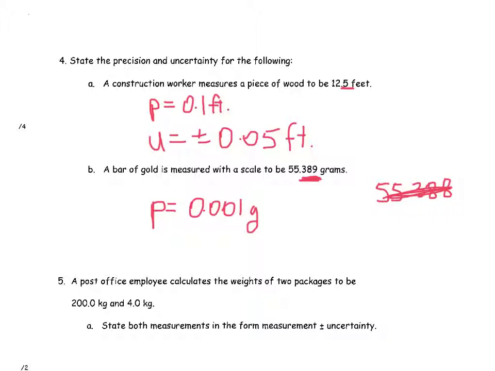So we could say the precision is to 0.001 grams. And our uncertainty, that's the plus minus half of precision, which gives you 0.0005 grams, a really small amount.